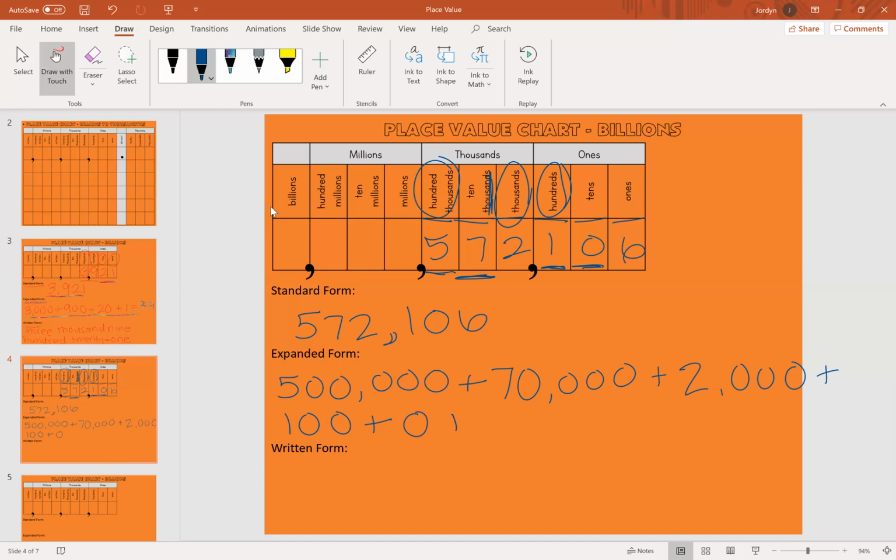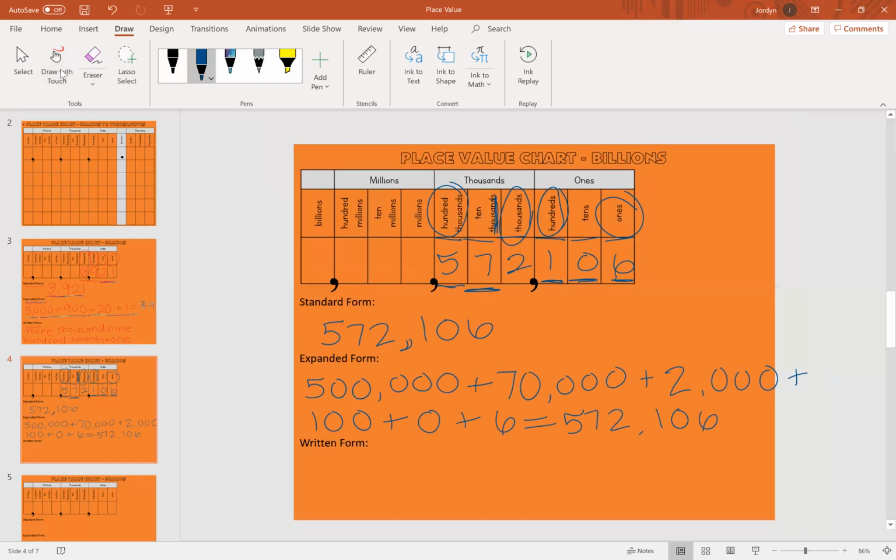Do the addition symbol. Next is this 6. How much is 6 ones? Well, if I have 6 $1 bills, that is only 6 total. Put the equal sign, and 500,000 plus 70,000 plus 2,000 plus 100 plus 0 plus 6 gives you 572,106.